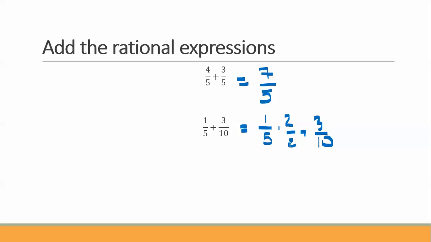So 1/5 plus 3/10, we need to multiply the 5th by 2 over 2. So now we have 2/10 plus 3/10, so that's 5/10. And again, if we see, we can divide both the numerator and denominator by 5, and we have 1/2.